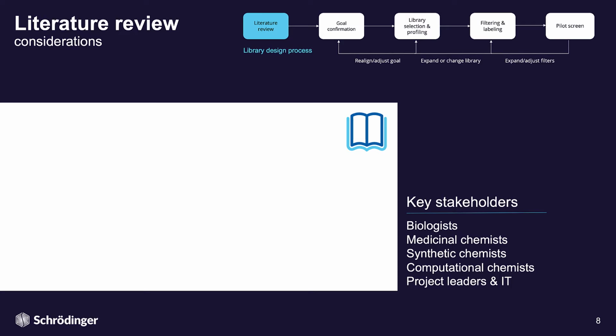Let's begin with the literature review, where ideally collaboration across disciplines ensures all relevant data is gathered and shared early in the project. This input helps shape key decisions in library design by leveraging both team expertise and broader research insights. Key stakeholders include medicinal, computational, and synthetic chemists, biologists, and project leaders.